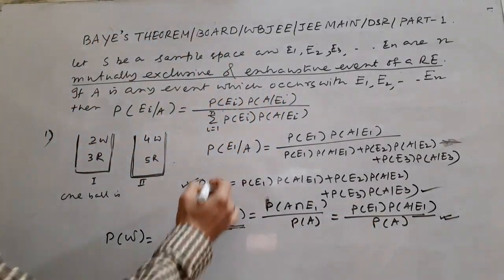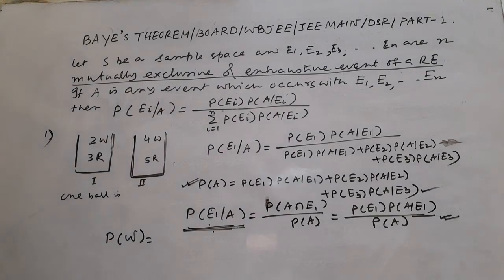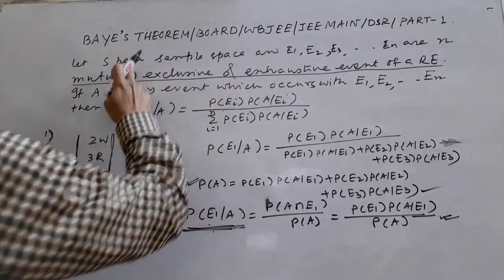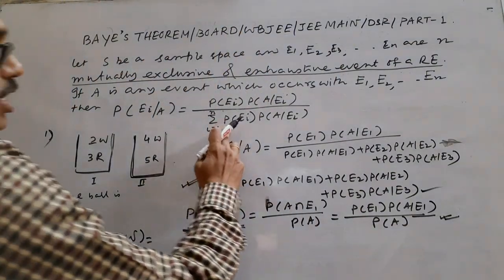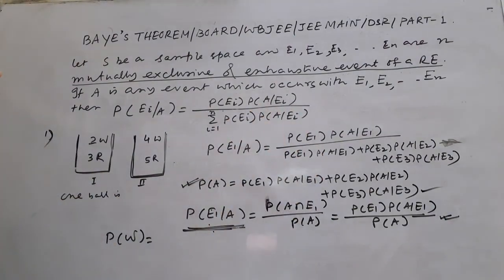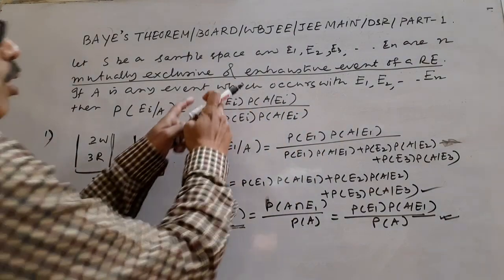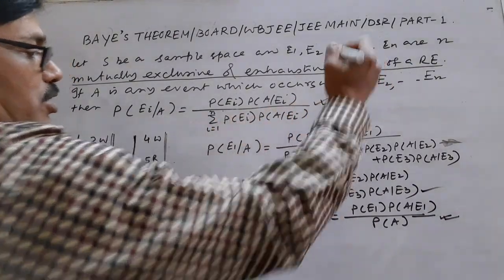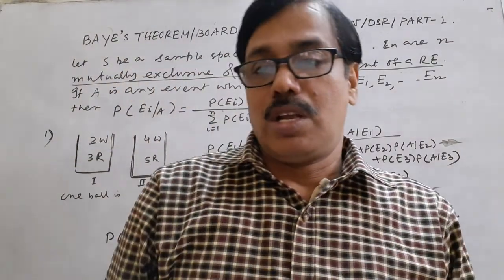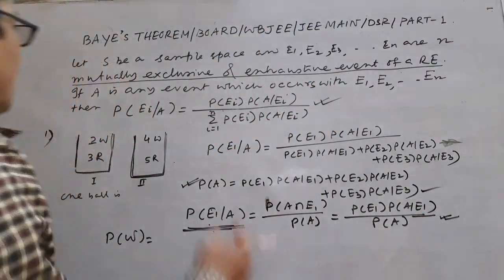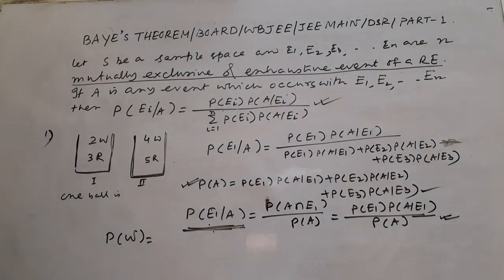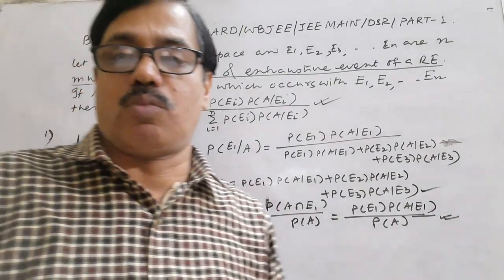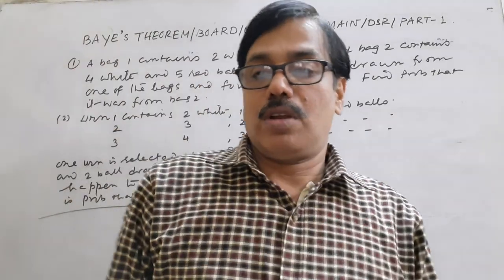So this is Bayes' theorem. This one is general: E1, E2, ..., En are n mutually exclusive and exhaustive events. This is P(A), the total probability. So a white ball from bag 1 is found by total probability. This is Bayes' theorem. Its application will be clear if we solve some problems.